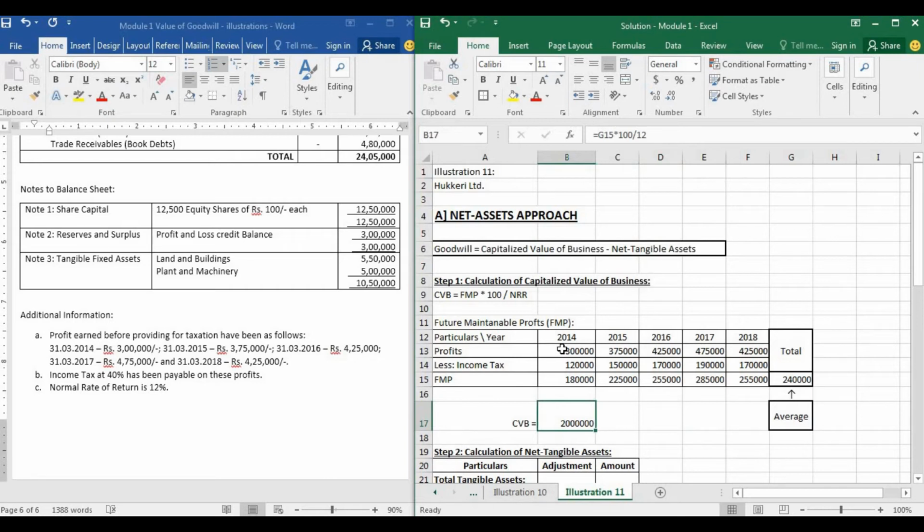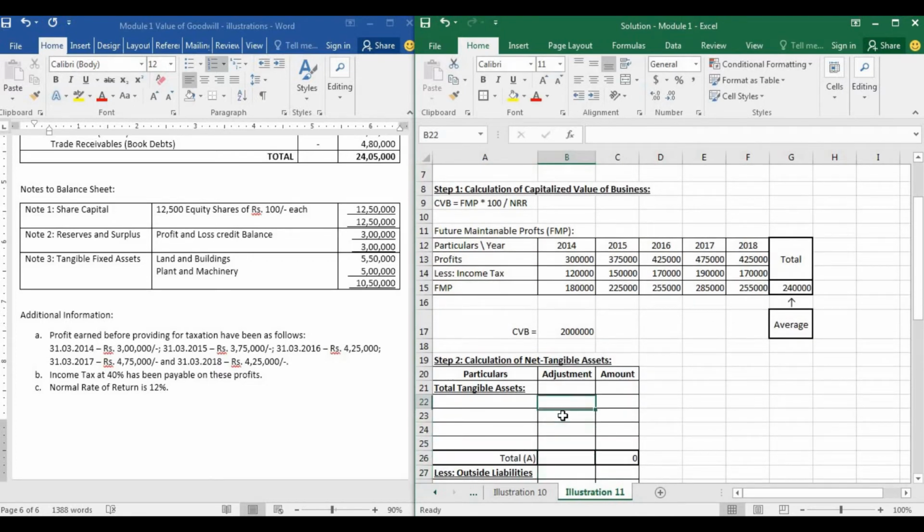Using the above mentioned formula, we will take the FMP, which is 2,40,000. We will multiply it by 100 and divide it by 12. See this formula here. G15 is this cell, which is 2,40,000. So 2,40,000 into 100 divided by 12. That is step number 1.